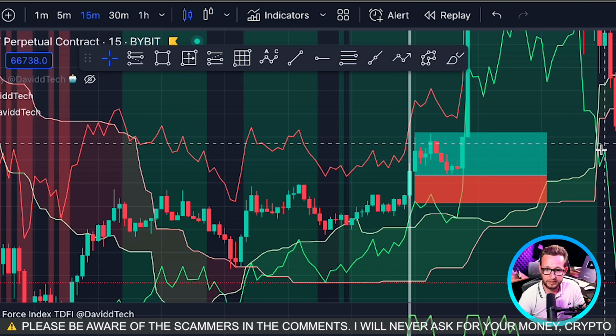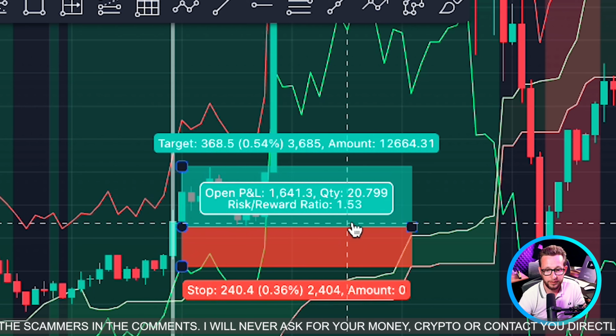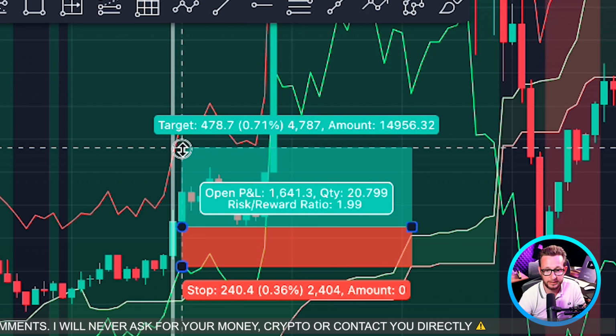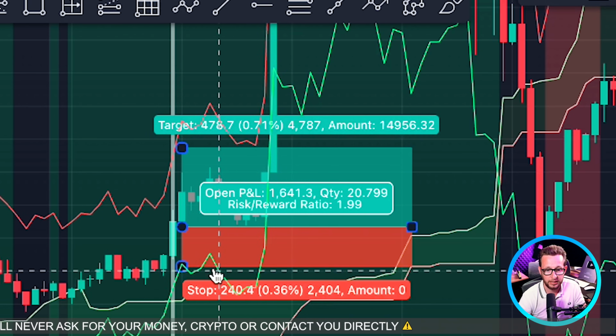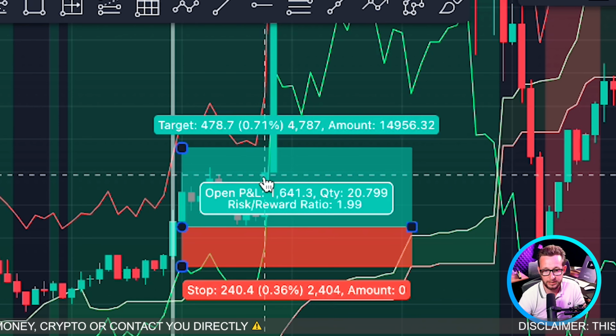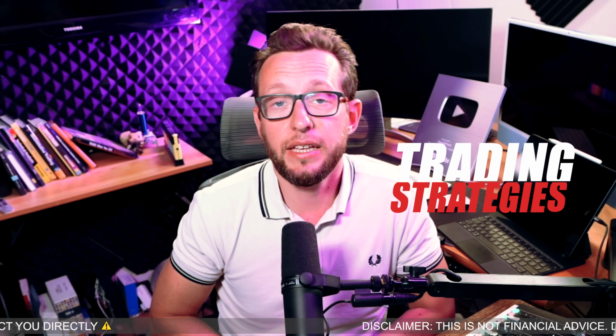But as always, in all of the DavidTech strategies, we look for a minimum take profit. This probably would not cover our fees, so we're actually going to make it a 0.7% take profit. And we're going to leave our stop loss there. So as you can see, we would have made a perfect win on this and a risk to reward of almost 2. Brilliant. So that is the trading strategy.